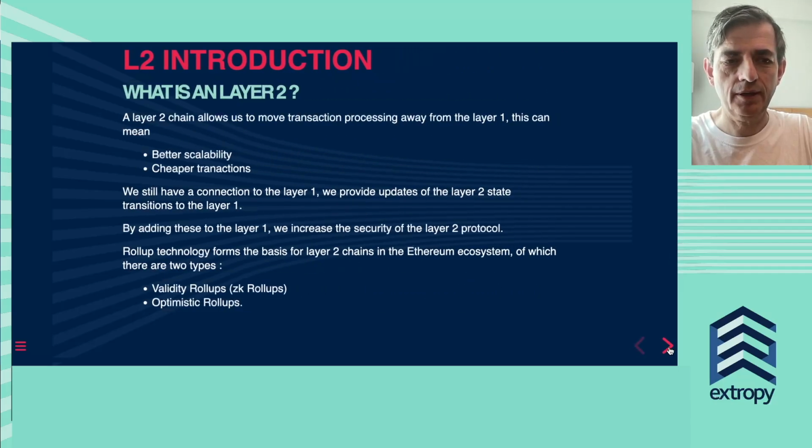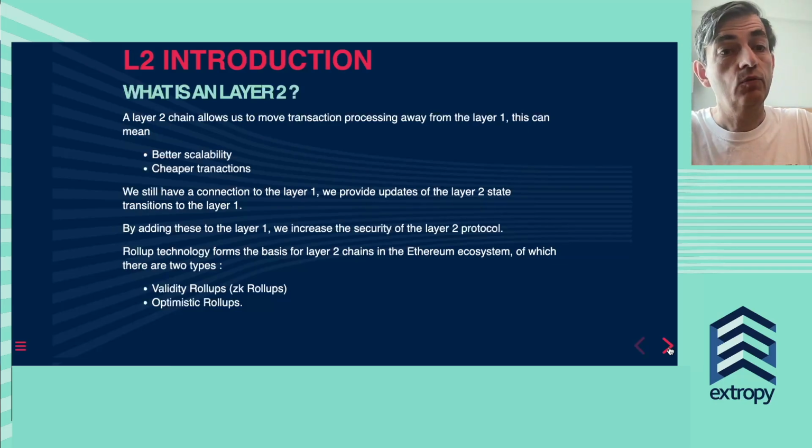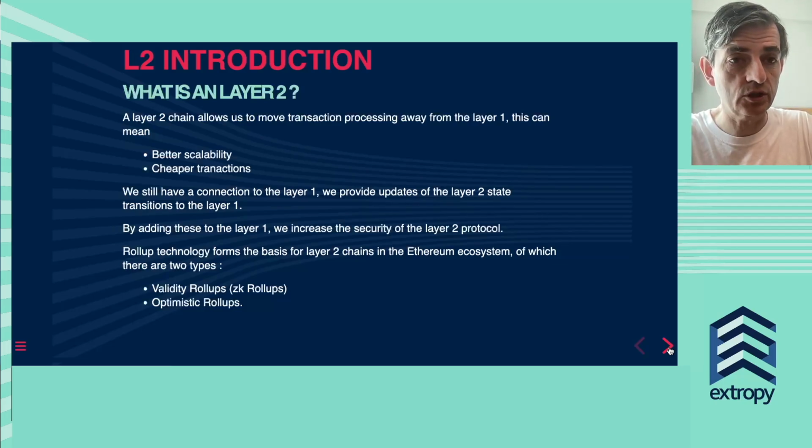So let's start thinking about what is a Layer 2. Well, a Layer 2 chain allows us to move transaction processing away from the Layer 1, which results in better scalability and cheaper transactions. Now, we still need a connection to the Layer 1, and what we do is we provide updates of the Layer 2 state, the state transitions, to the Layer 1. And by adding these to the Layer 1, we are increasing the security of the Layer 2 protocol.